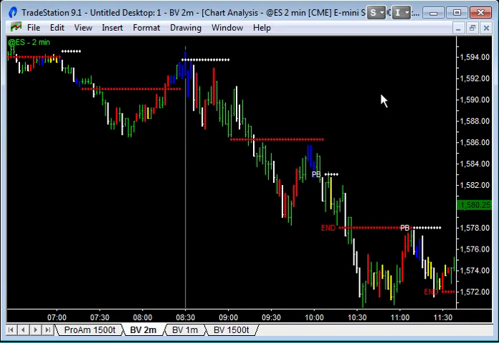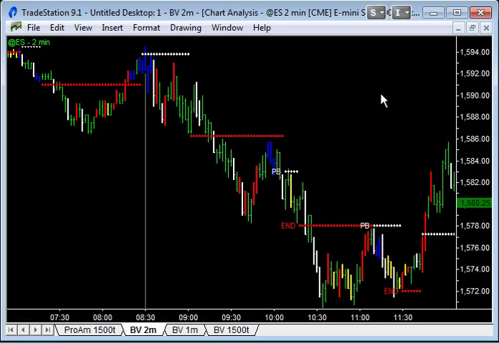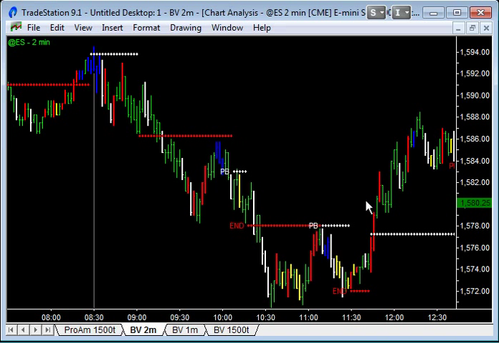My personal preference is to use larger time frames with Better Volume. So a 2-minute chart intraday would give you a big picture of what's going on. What I find is when you start going down to the lower time frames, the 1-minute chart or a 1500-minute chart with Better Volume, there's just a little bit too much going on. So I'll just show you that briefly.